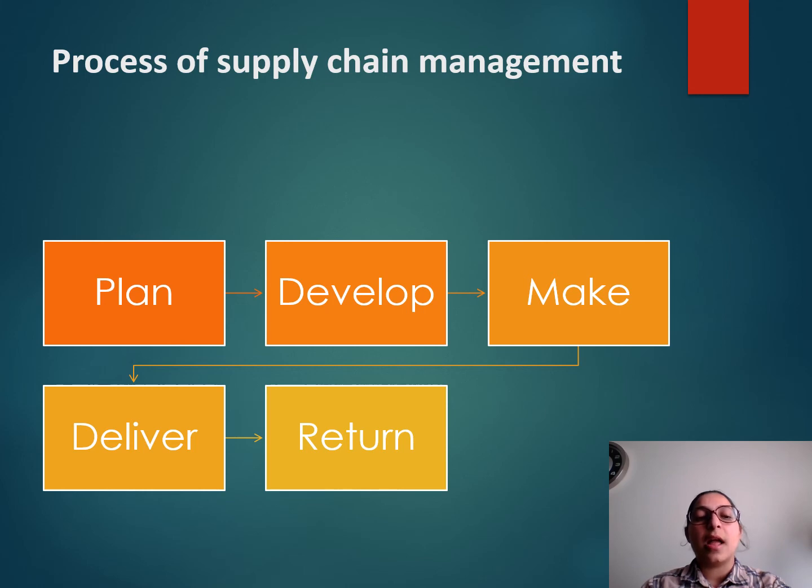Next is deliver. At this stage, goods are delivered to the final consumer. The goods are delivered to the required destination and payments are received from the customers. Return is the last stage in the process of supply chain management. At this stage, the defective goods or goods which are not according to the standard of customers are returned by them. Also, responses to the complaints of the customers are provided at this stage.